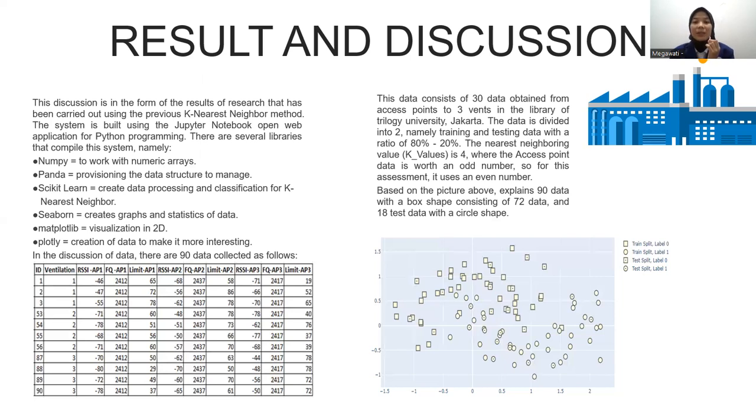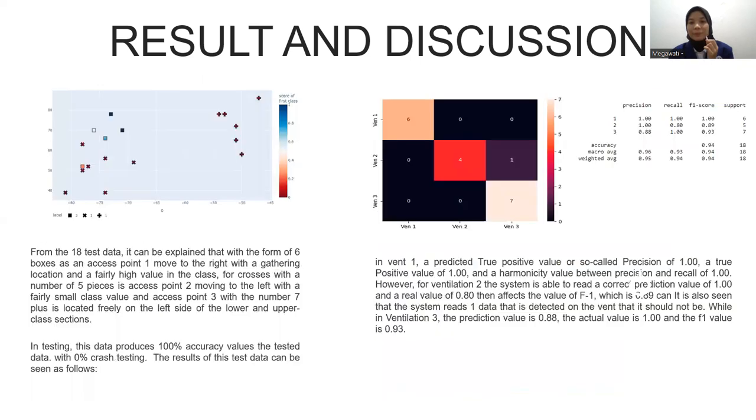The nearest neighbor value is 4. When the access point data has an odd number, the value is determined using the eval number. Based on the picture above, the 90 data points consist of a box-shaped collection of 72 data points and a circle-shaped collection of 18 data points.